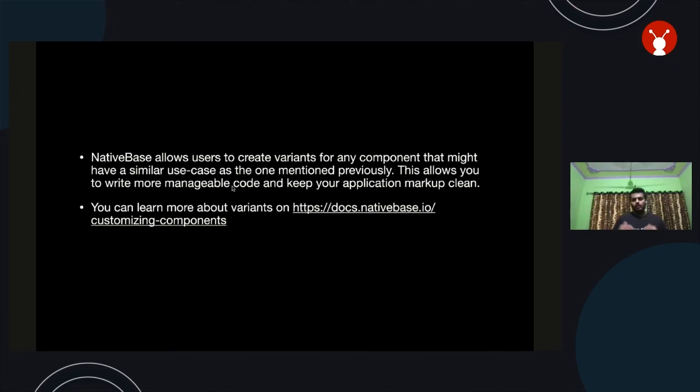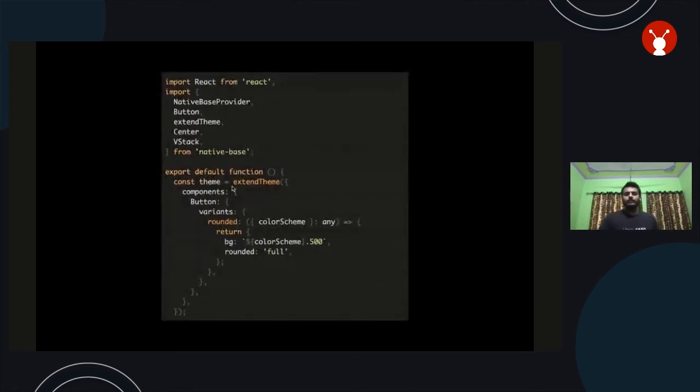And then all those variants could differ slightly from the base, right? And if you want to learn these variants in detail, then you could go to doc.nativebase.io/customizing-components. And there we talk about variants in detail. But for the presentation's sake, let's look at an example that's simple enough, right?